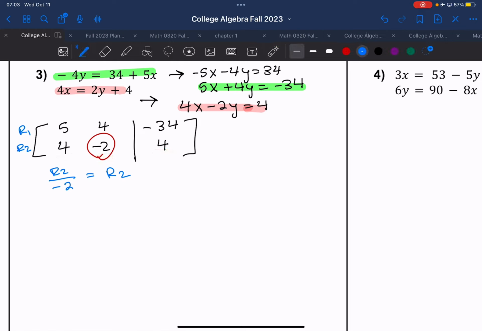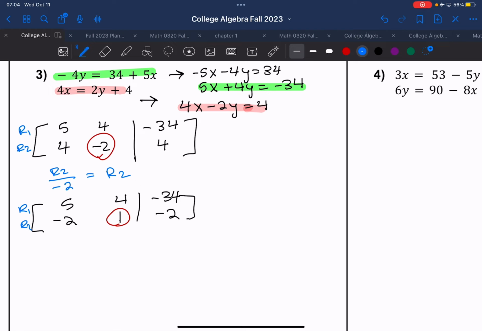Okay, so that means which row is staying the same? Row 1. So I write 5, 4, -34. And then I'm dividing row 2 by -2. So what's going to be my first number? -2. And then 1, because that's what I was trying to get. And then again, 4 divided by -2 is -2. Okay, so that means we have our 1.